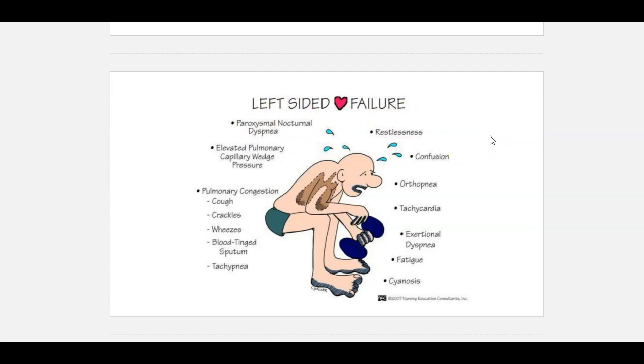And when you're measuring your hemodynamics, which at this point you are not really responsible for knowing, you will see elevated pulmonary capillary wedge pressure. And again, a lot of the symptoms are pulmonary or lung related, right? So you'll see coughing, crackles, so the sound in the lungs is not clear. You'll hear crackles, you'll hear wheezing, and they tend to have blood-tinged sputum and tachypnea or breathing fast.